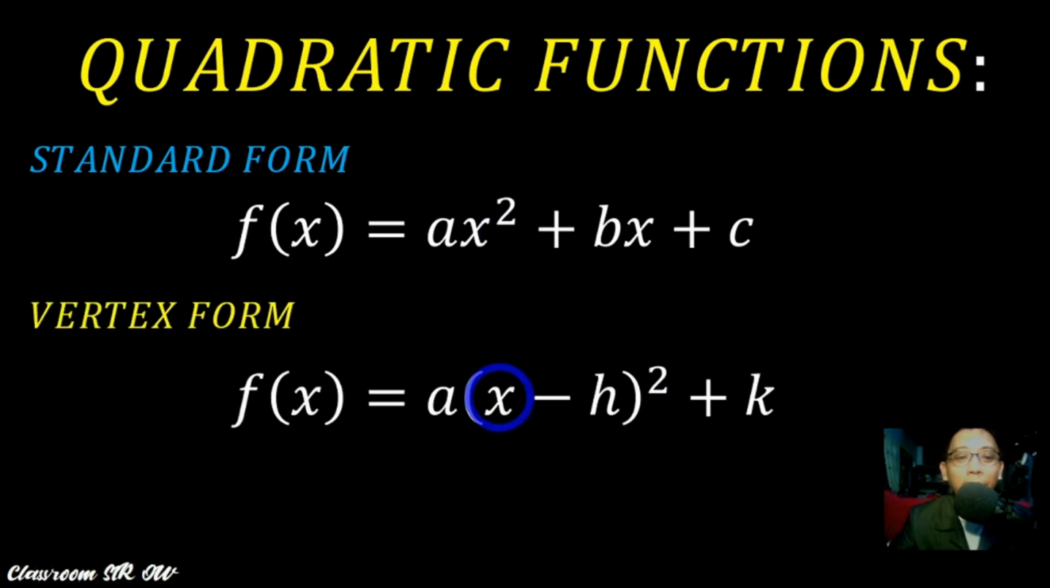So the vertex form is also written as f of x is equal to a open quantity x minus h closed quantity raised to the power of 2 plus k, where the vertex is at h and k. So if you are now ready, let us now jump to our example.